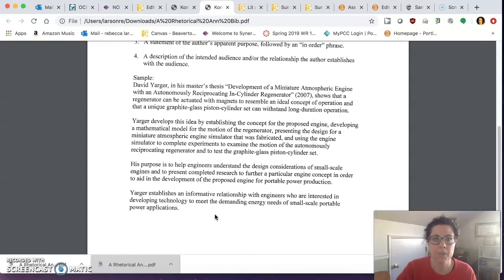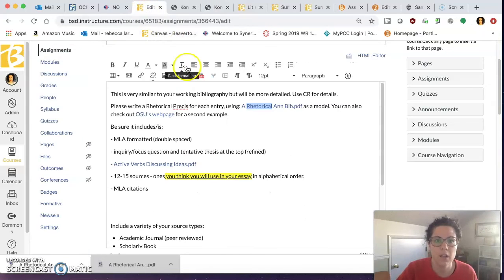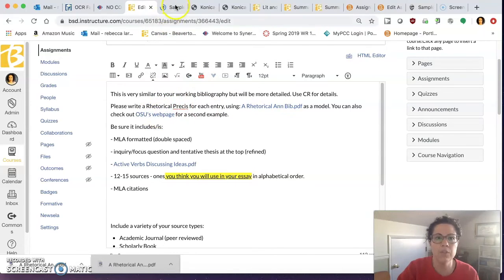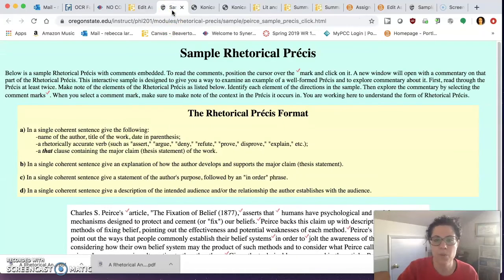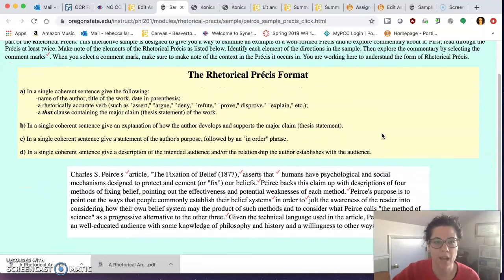In the assignment as well, I also gave you OSU's website, which I think will also be helpful because in 121 we're preparing you for college. So this is OSU's, and what they're asking. Here it has the comments embedded. I like this one because it's kind of interactive. It has the exact same format. So this is not just something we're doing here at Sunset, it's happening all over.